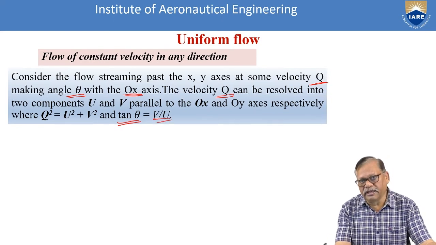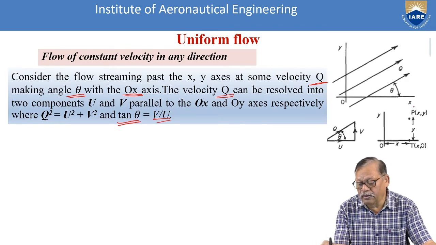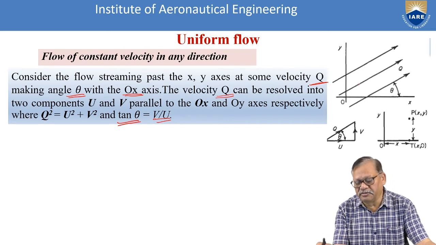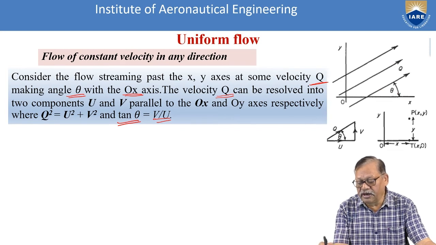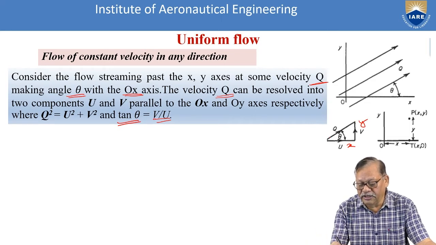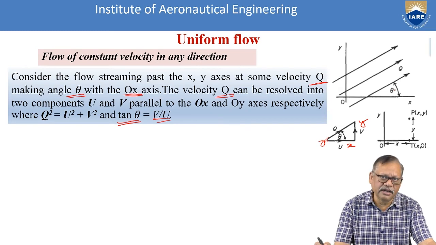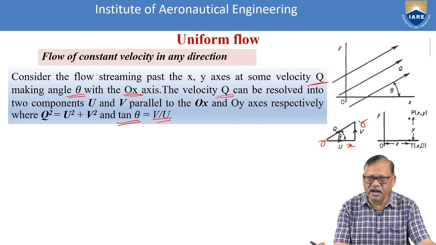So how will it look? If the flow is coming like this in the x and y coordinate system, the resultant can be resolved into two parts, u parallel to the x-axis and v parallel to the y-axis, right? And q is the resultant one, and this is my O. So obviously this angle is theta. So when this angle is theta, now we will see what its psi value and phi value will be.